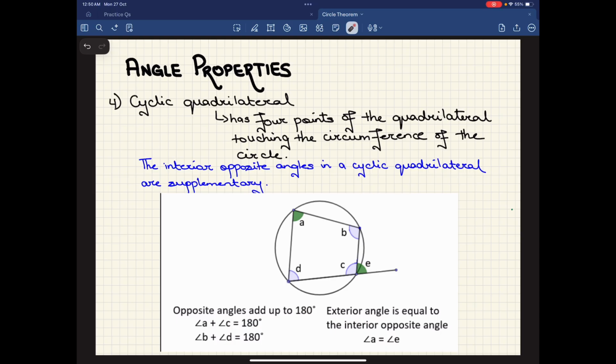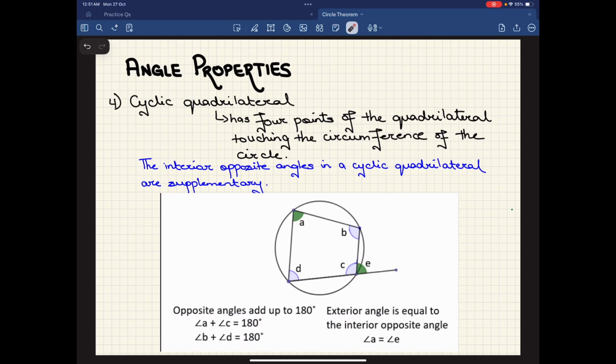The second one is the one that you can also derive very easily. The second property states that the exterior angle, the angle outside the cyclic quadrilateral, so it is angle E in this case, is equal to the interior opposite angle. So which angle is opposite to it? This one, the interior opposite angle. So basically angle A is equal to angle E.